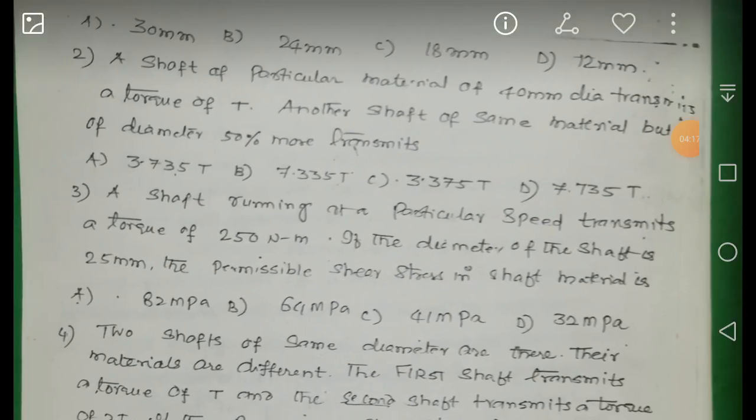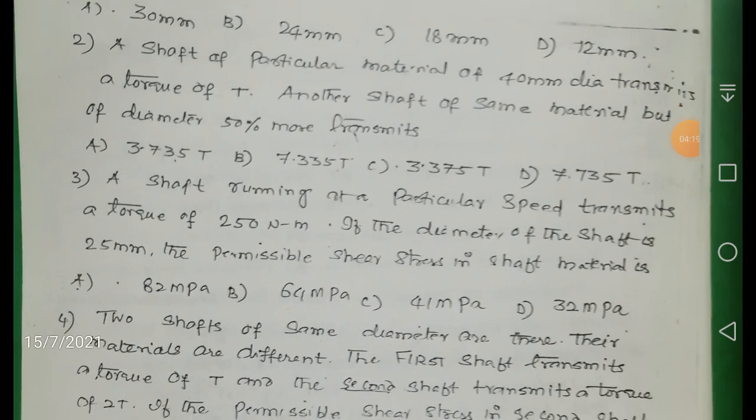Next question. So you can get the answer. Okay, right? So now a shaft of a particular material of 40 mm diameter transmits a torque of T. Another shaft of same material but of diameter 50% more transmits. So this here is a comparison between the two shafts which are transmitting torques of 2T and 1.5T.